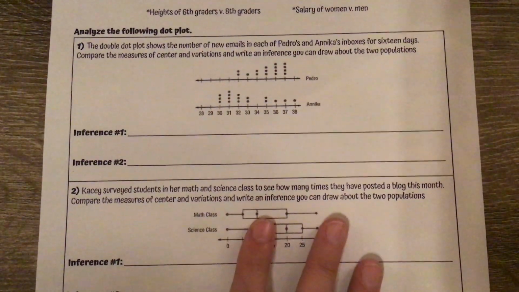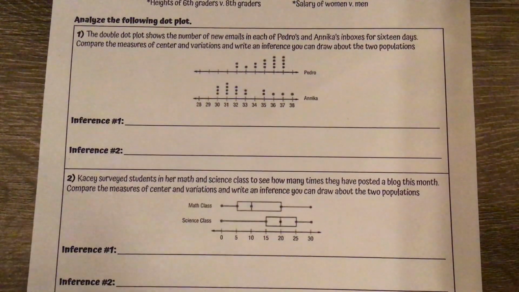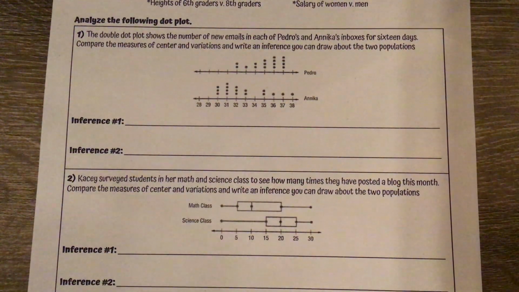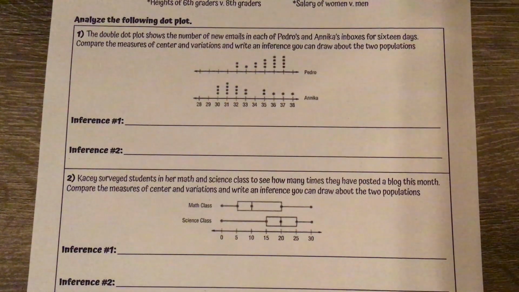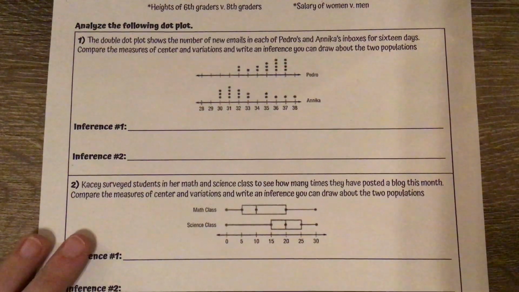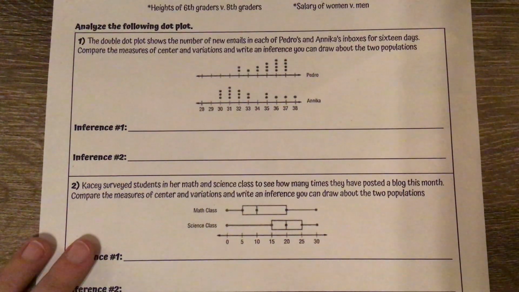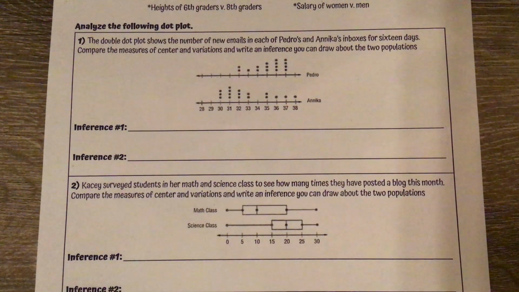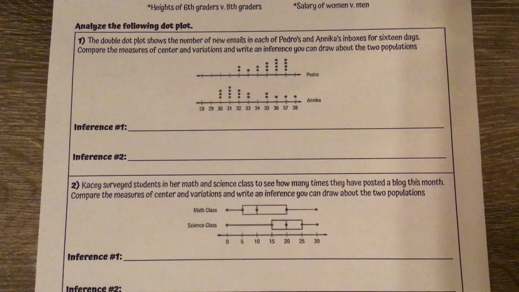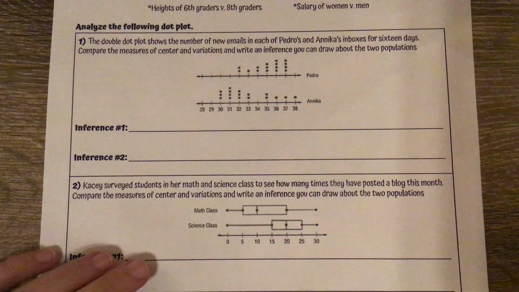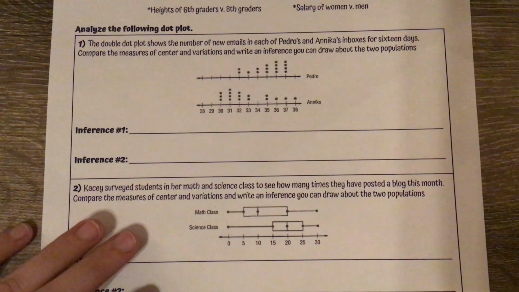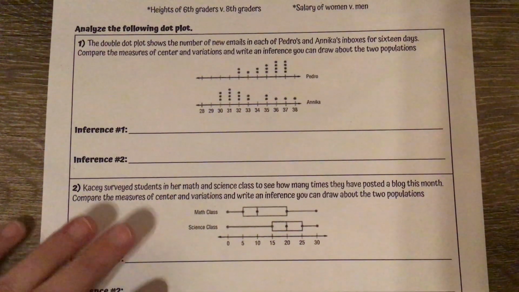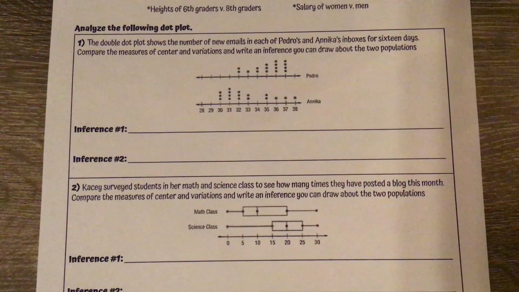So first we're going to look at inferencing. Given a scenario, coming up with different inferences. The most important thing to note here is that there are tons of different answers that can be used. So what I put down might be different than what someone else puts down. The double dot plot shows the number of new emails in each of Pedro's and Annika's inboxes for 16 days. Compare the measures of center and variations and write an inference you can draw about the two populations.